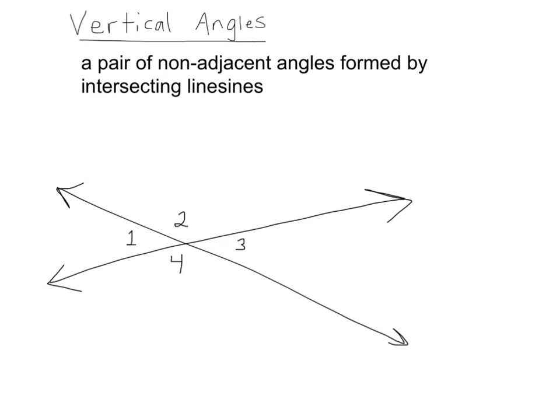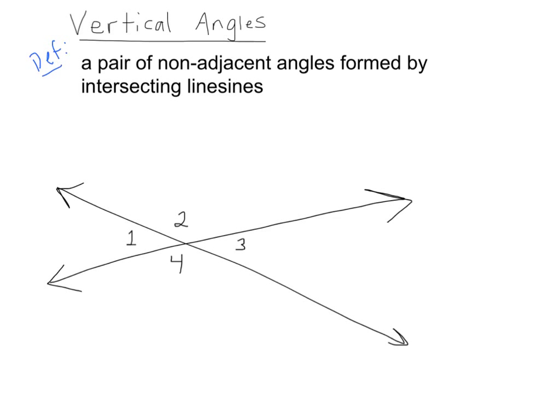So the topic of this video is vertical angles. And so up here I have the definition of vertical angles. Vertical angles are a pair of non-adjacent angles formed by intersecting lines. So let's apply that definition to the picture below.